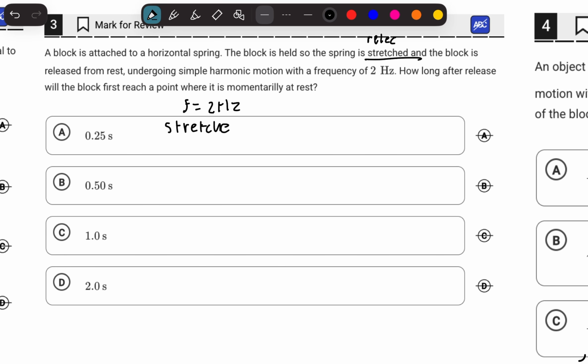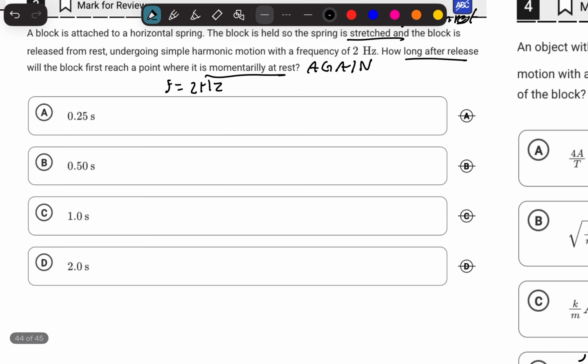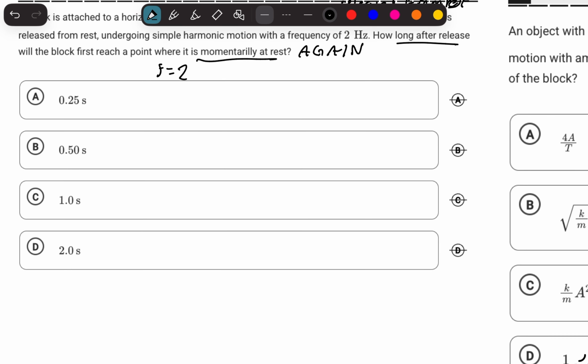And it's released from rest. We want to know how long until it's momentarily at rest again. So first we have to find what the period is. If we know what the frequency is, we know that frequency is equal to 1 over T.